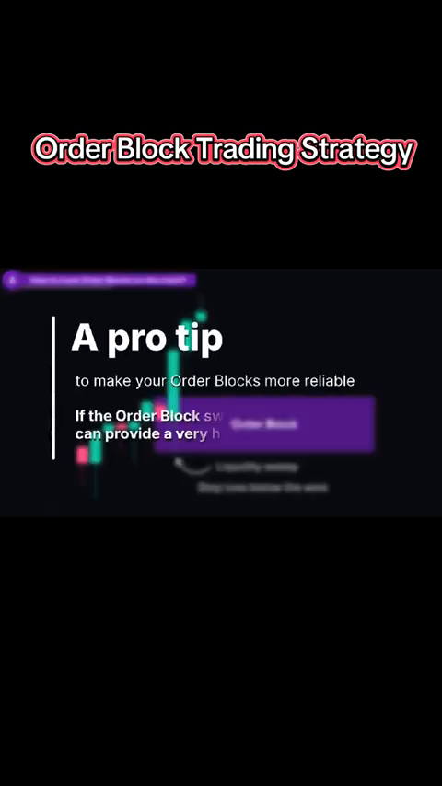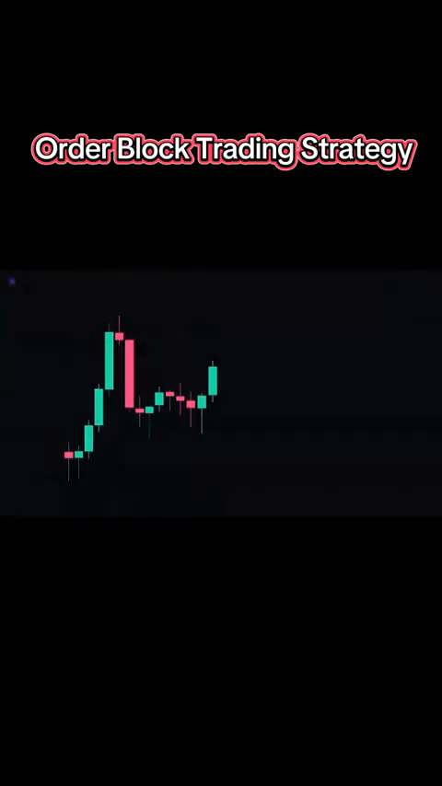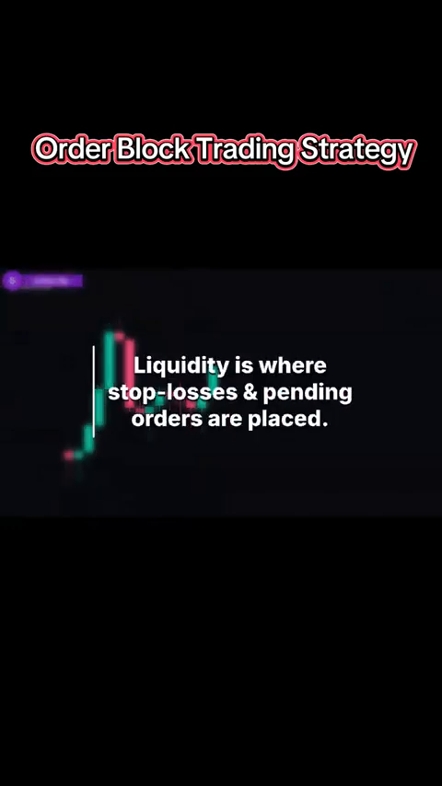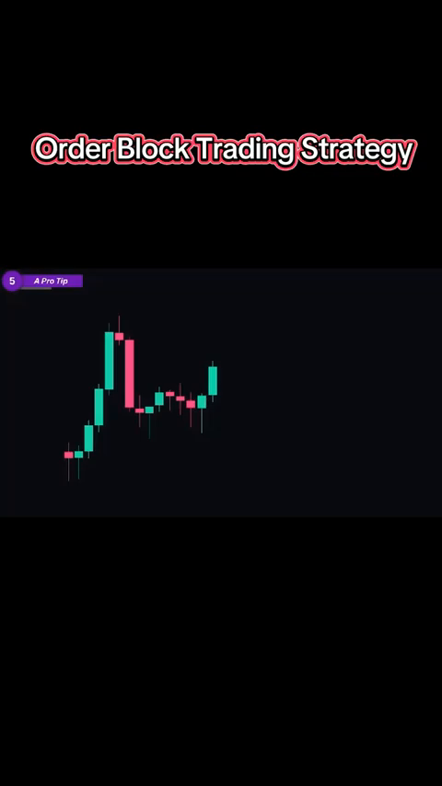Now here's a pro tip to make your order blocks more reliable. If the order block sweeps liquidity, it can provide a very high-quality setup. Liquidity is where stop losses and pending orders are placed. From basic price action, we know that there are a lot of stop losses gathered below these equal lows. So we mark it as a liquidity area.